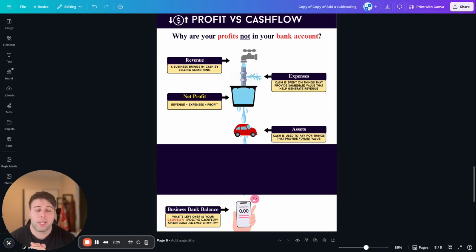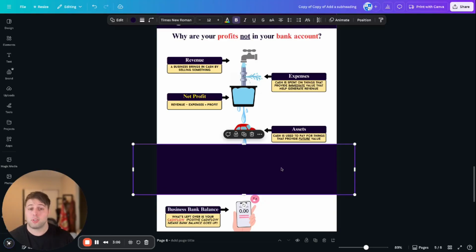So if you make a down payment on a car, which I have here in this little visual, you make a $5,000 down payment on a car, you're buying an asset that's going to help you make more money in the business in the future. So that $5,000 reduces your business bank account and increases an asset account. It doesn't show up as an expense that decreases your profit, because it's going to help you provide future value in your business. It's going to help you pay bills or make more money in the future. That's what an asset is. So like inventory, down payments for equipment, stuff like that. So asset is the first reason why your profit is not showing up in your bank account.